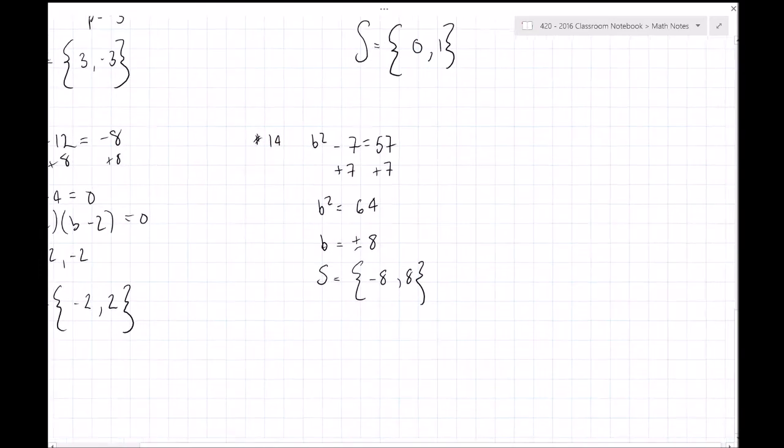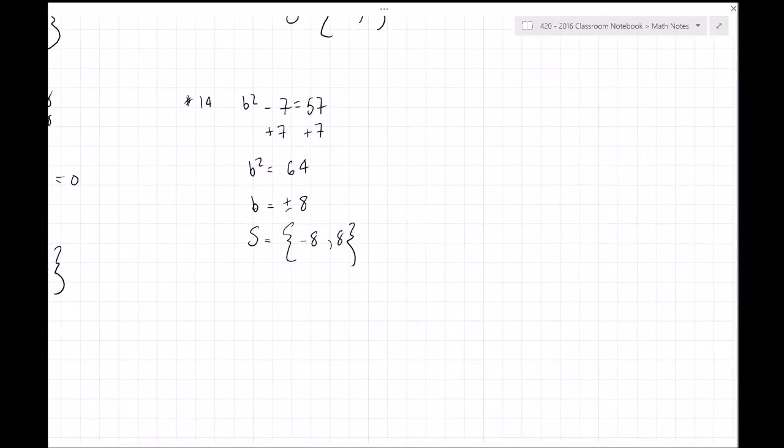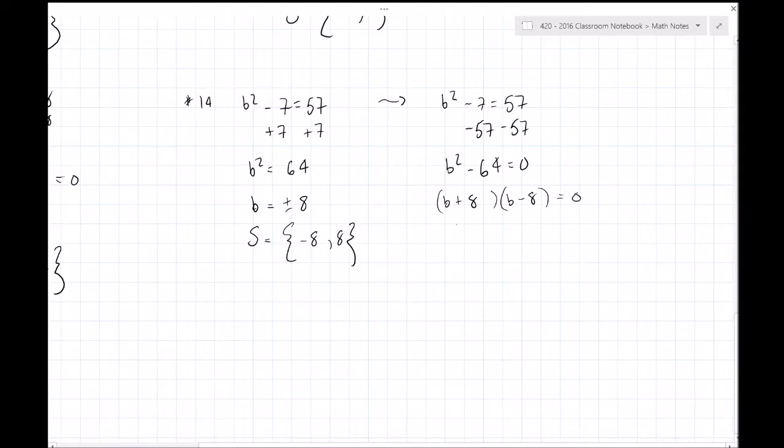If it's a little hard for you to think about doing it in a different way, you could solve this by setting it equal to 0. A setting it equal to 0 method would be like b squared minus 7 equals 57. Now we set it equal to 0 by subtracting 57 from both sides. So negative 7 minus 57 is negative 64. And at this point, it's a difference of two squares, and it factors into conjugate binomials. B plus 8, b minus 8 is equal to 0, and therefore we get b is equal to negative 8, 8. And the solution set is equal to negative 8, 8.